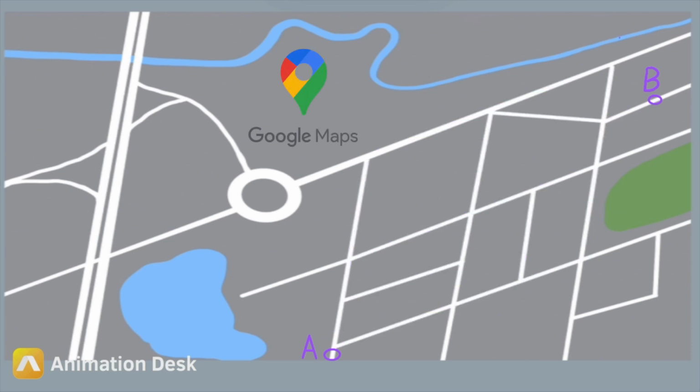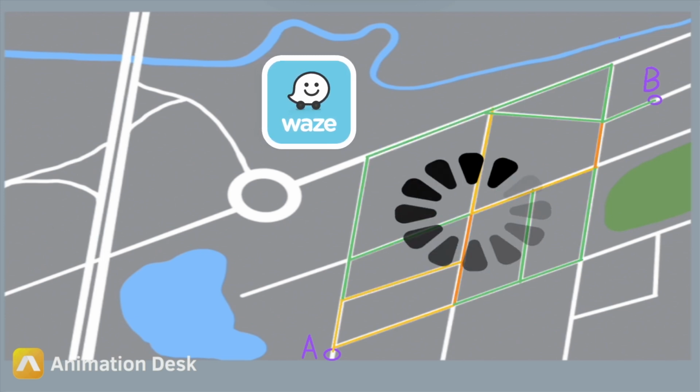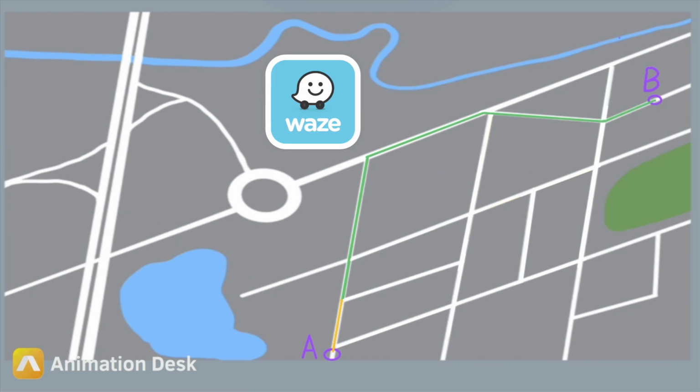What Google Maps does is that it simply suggests the shortest route, whereas Waze analyzes how congested each of the routes is and suggests which route will actually take less time.